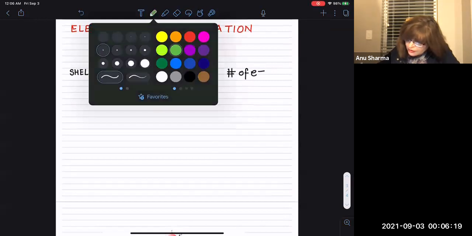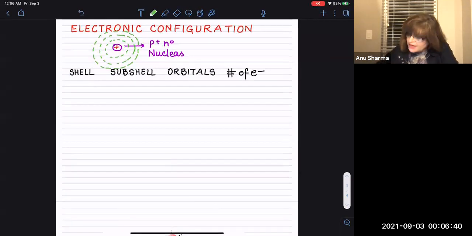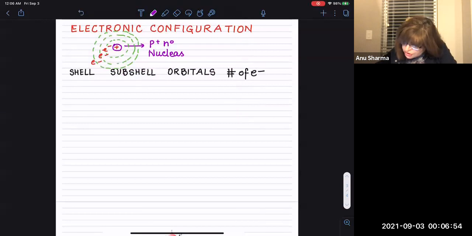Now we know that the electrons are found outside the nucleus, in the energy levels. These energy levels are regions in space around the nucleus where the electrons are rotating and spinning on their axis. This seems like a very easy, very simple diagram, but the reality is that this is not the real structure of the atom. The real structure of the atom is this.